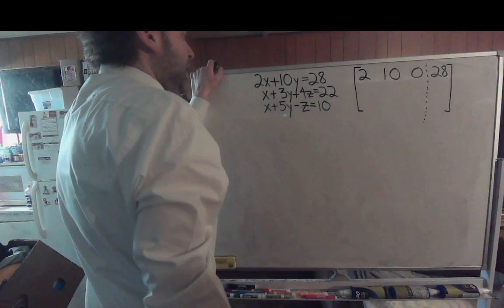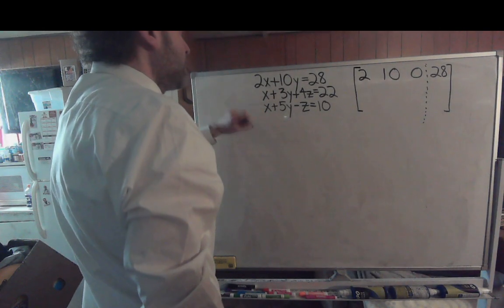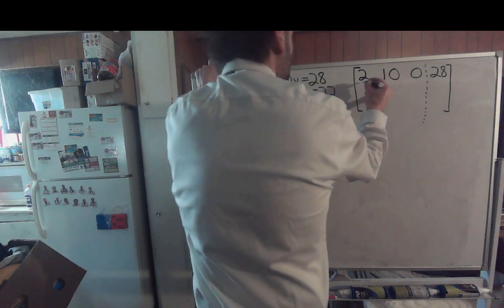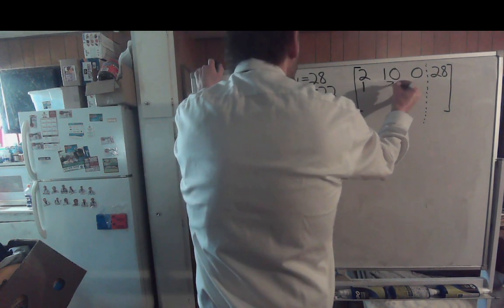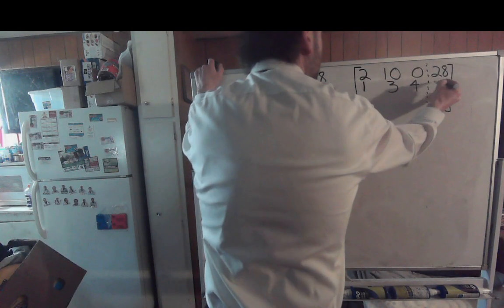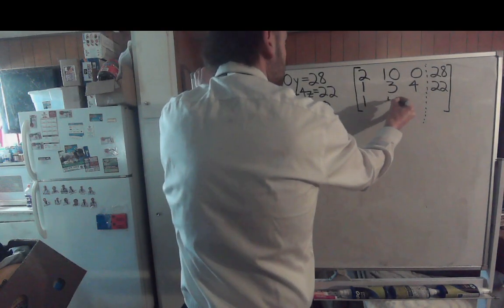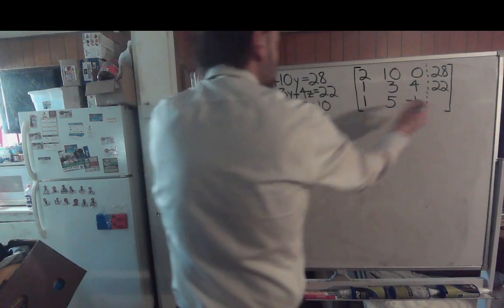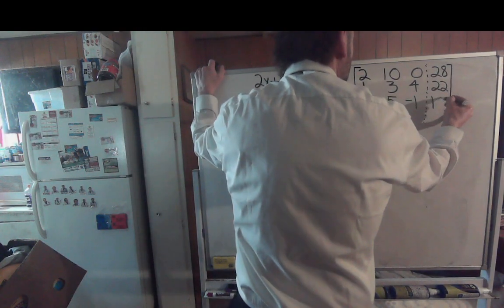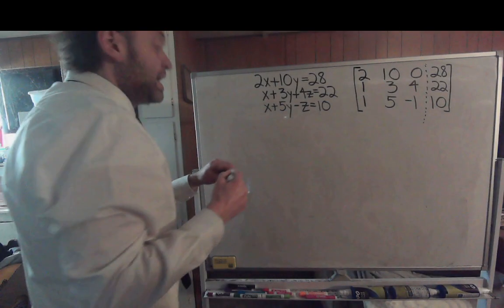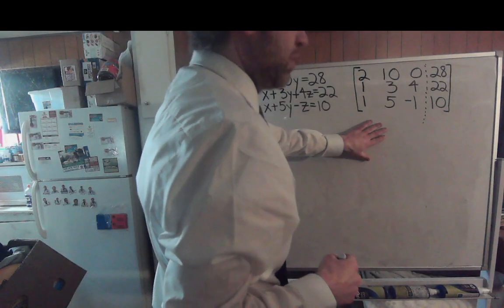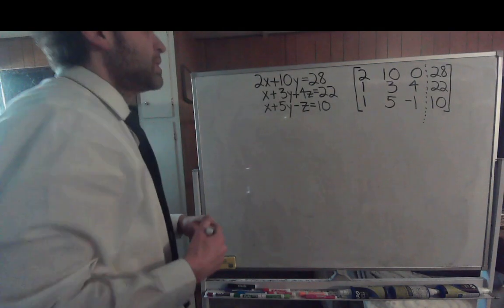Now, second row: take the 1 on the x, the 3 on the y, the 4 on the z, and then put that 22 to the right of the augmented line. Third row: take the 1 from the x, the 5 from the y, the negative 1 on the z, and then the 10 to the right of the augmented line. And there is your matrix form for this system of equations.